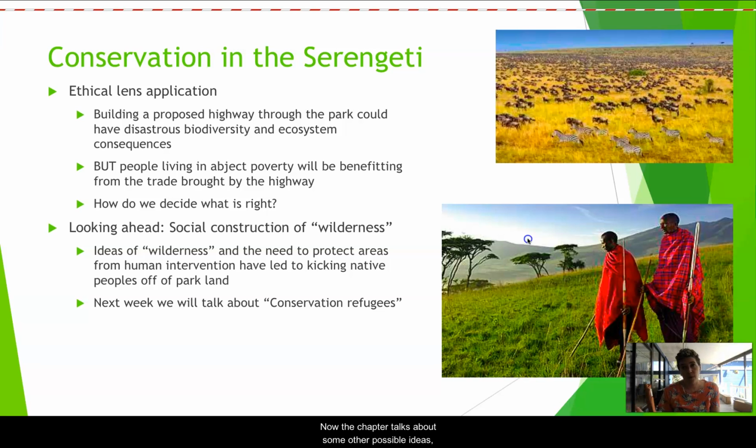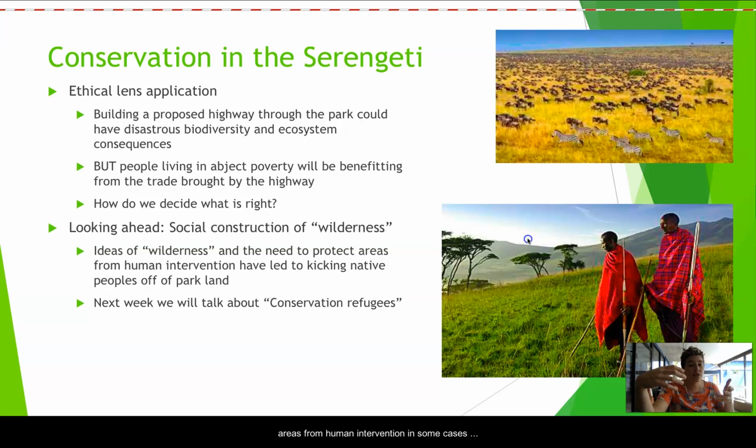Now, the chapter talks about some other possible ideas, how to go around the park, etc. But this concept comes up again and again, and the example of Serengeti is just a very large and dramatic version of it. The other thing about the Serengeti and parks like it is that they help us look ahead to the lens that we're going to be examining next week, which is the idea of social construction of nature and social construction of wilderness. And it talks about the preservationist ideal of wilderness as a place that is untouched by humans, that ideal doesn't exist, and it's constructed in our minds as a social construction, and we'll define that better.